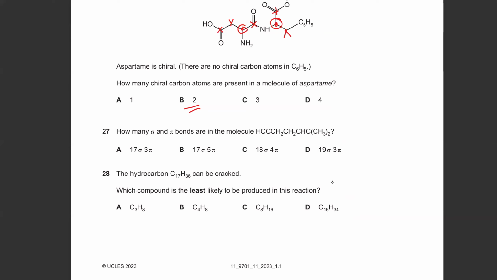How many sigma and pi bonds are present in this molecule? So you just have to, I guess you have to draw this. So CH. Then there's another C. Then there is CH2. So then you have another CH2. Then you have another CH. And then you have a C with 2 CH3s.